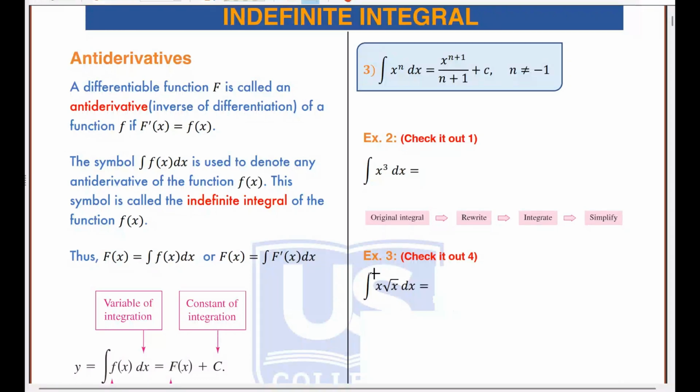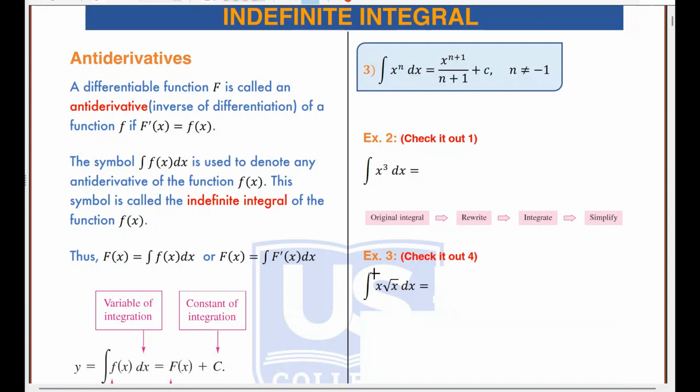Hello everyone. This video is about integrals. In this chapter, we have two types of integrals: indefinite integral and definite integral. This video is about indefinite integral.